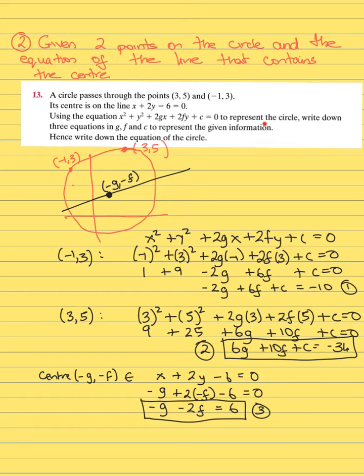Using this equation for the circle, write down the 3 equations to represent the given information, and hence write down the equation of the circle. In other words, we're going to use these 3 equations, solve them simultaneously to work out the value of g, f and c, and to plug them back in to get the equation of the circle.